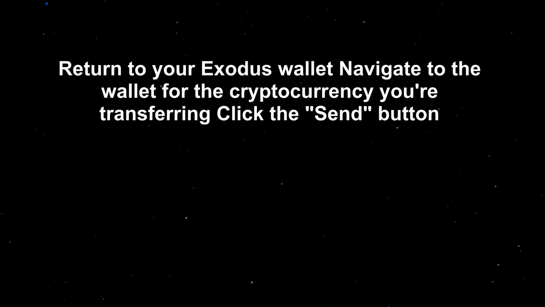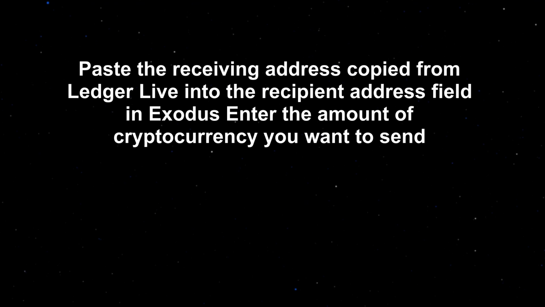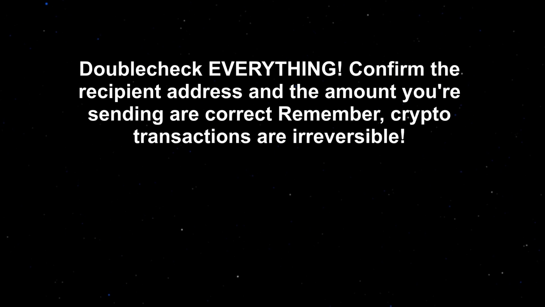Navigate to the wallet for the cryptocurrency you're transferring. Click the Send button. Paste the receiving address copied from Ledger Live into the recipient address field in Exodus. Enter the amount of cryptocurrency you want to send. Double check everything. Confirm the recipient address and the amount you're sending are correct.